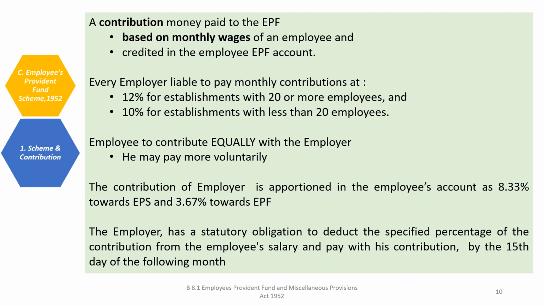The scheme expects the employer to contribute 12% of monthly pay to the EPF account of the employee. Of this amount, 3.67% will go towards EPF and 8.33% will be towards employee pension scheme. Employee is also required to make a matching or higher contribution. It is the responsibility of the employer to deposit the contribution of both before 15th of the ensuing month. Of course, employer is entitled to recover the employee's contribution from his regular payments.